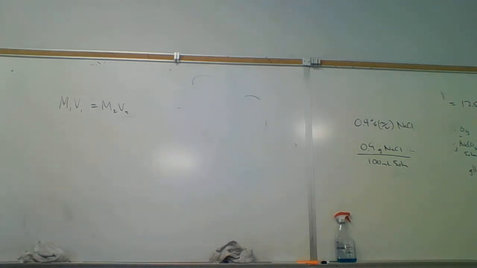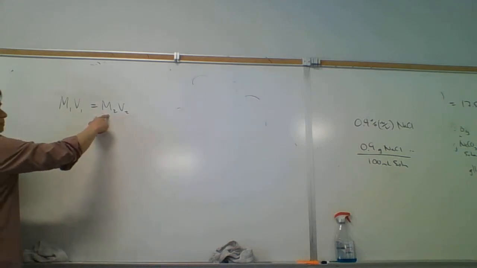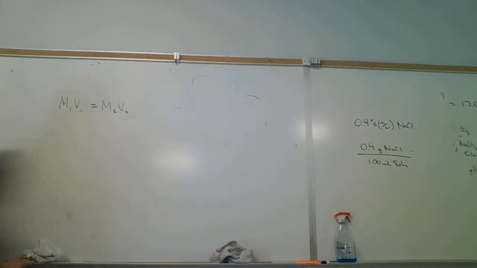Or your book has it like this: the concentrated MCVC is equal to MD, dilute, VD, dilute. I'm just going to do it this way, M1V1.